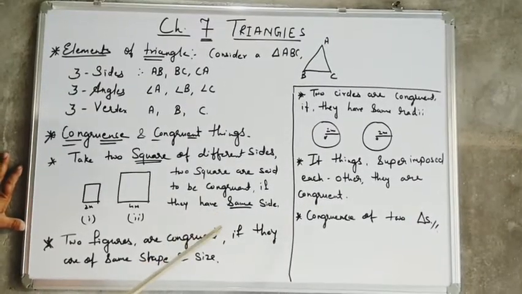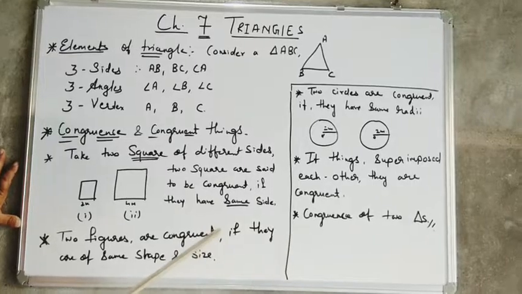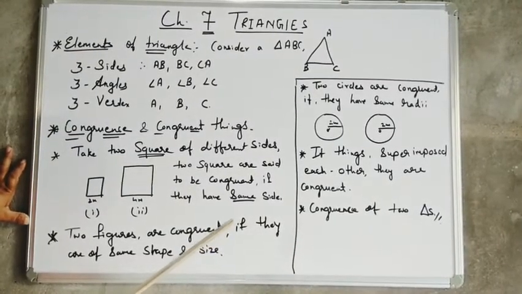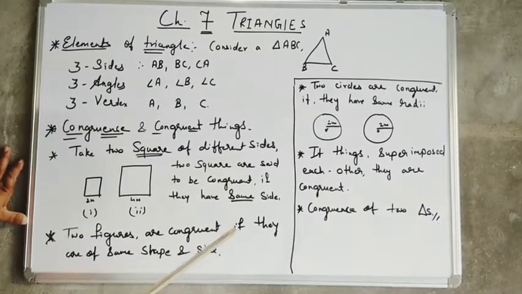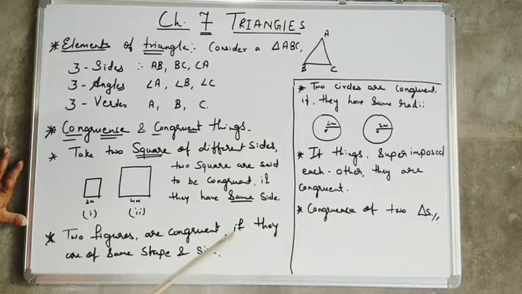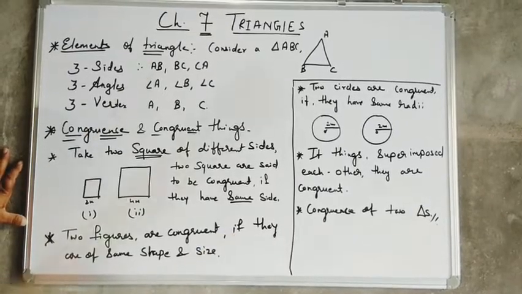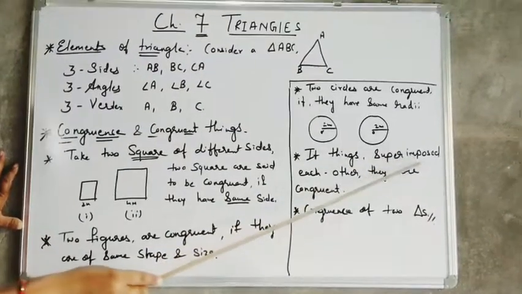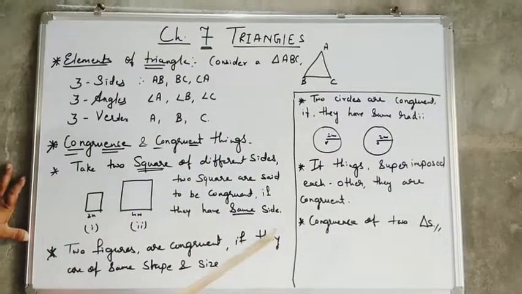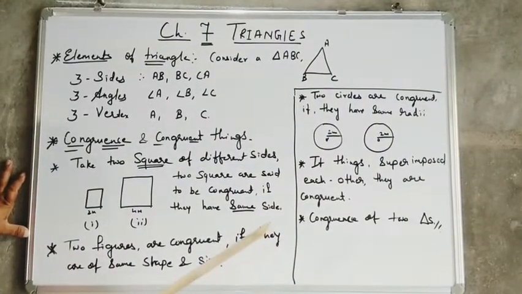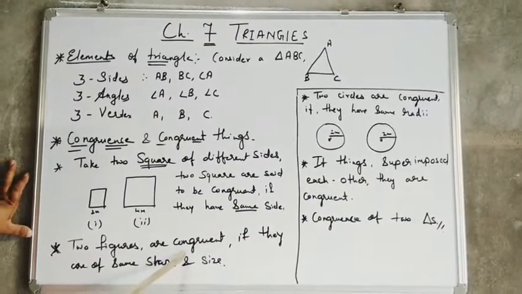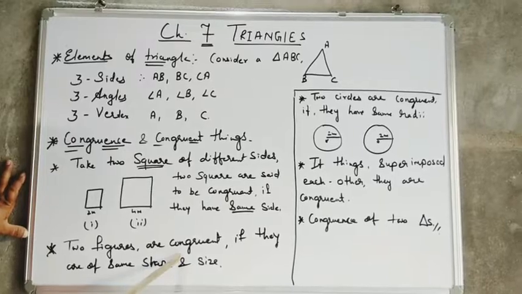But if you take two 5 rupee coins, or two 1 rupee coins, and pile one upon the other, then you will see that just the outer boundaries are seen. It means one particular coin has superimposed the other. So whenever any 2 things superimpose each other, they are said to be congruent. Many more examples you can consider.